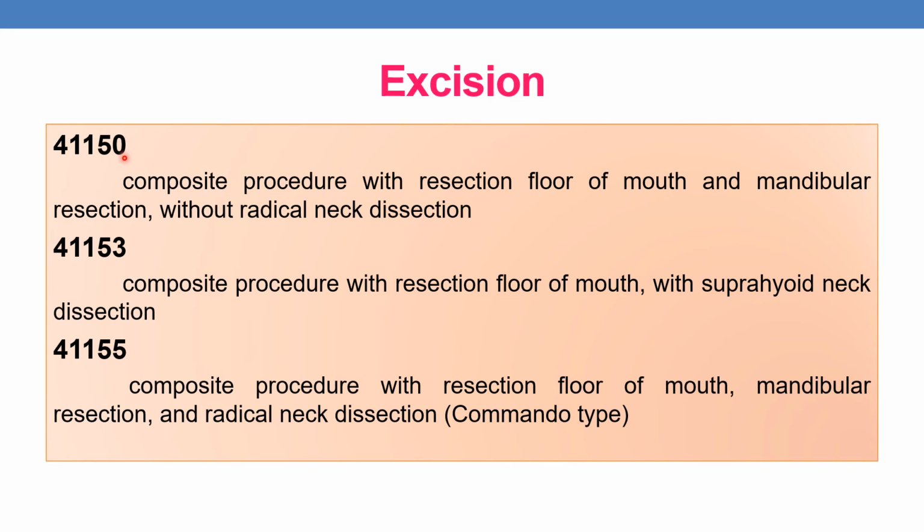The next is 41150. It deals with glossectomy, composite procedure with resection of floor of the mouth and mandibular resection without radical neck dissection. The next is 41153. It deals with glossectomy, composite procedure with resection, floor of mouth with suprahyoid neck dissection. The next is 41155. It deals with glossectomy, composite procedure with resection, floor of mouth, mandibular resection and radical neck dissection. That is commando type.